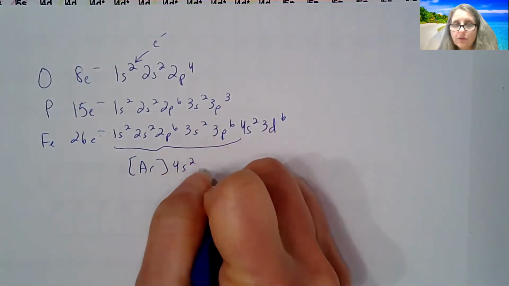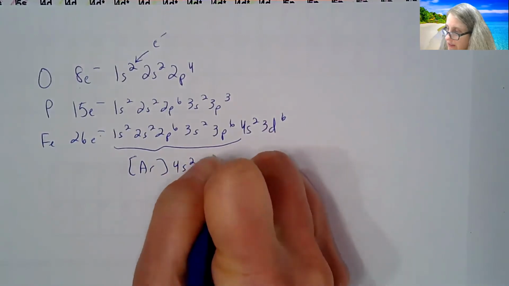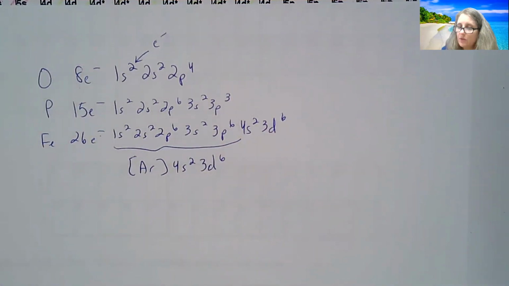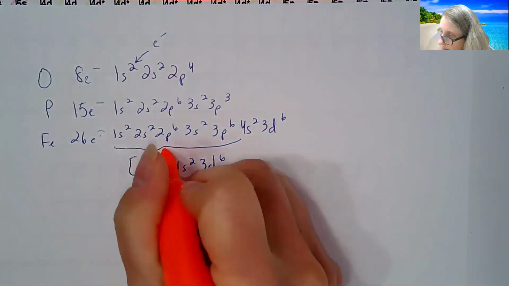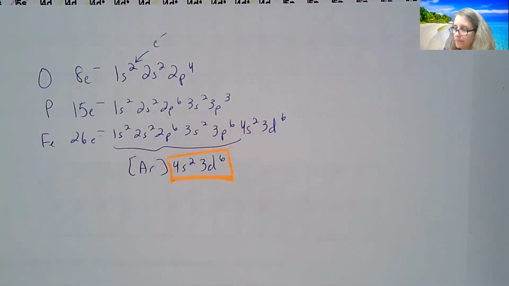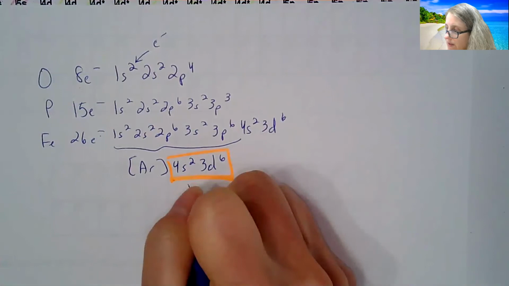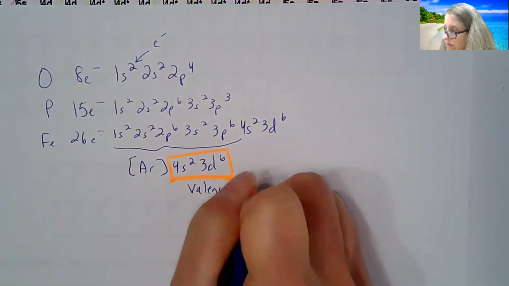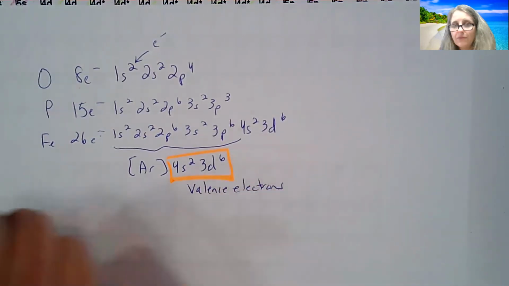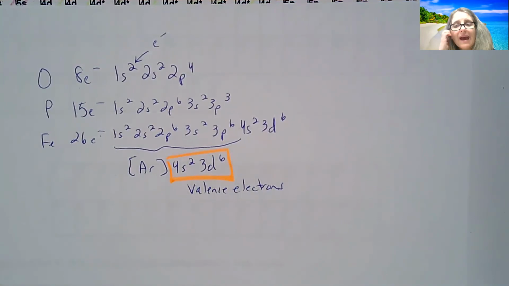So I'm not done. So 4s2, 3d6. And these are what we call, I'm going to put a little box around them, the valence electrons. Those are the ones that get involved in chemistry. They react, they make bonds. So those are the ones that we care about. So we are going to continue on in the next video going over some more examples.